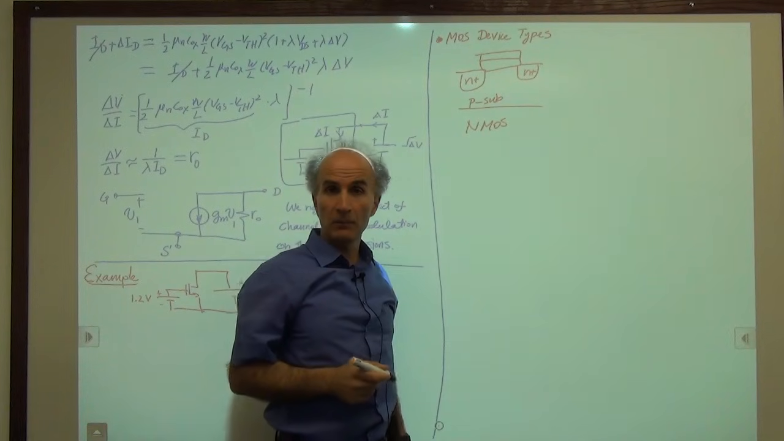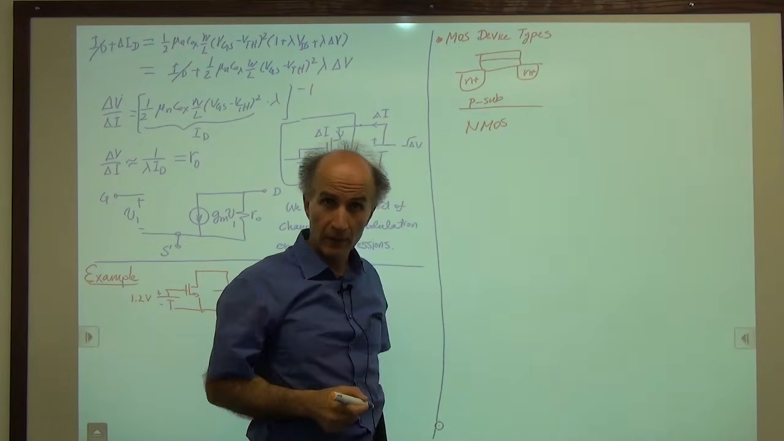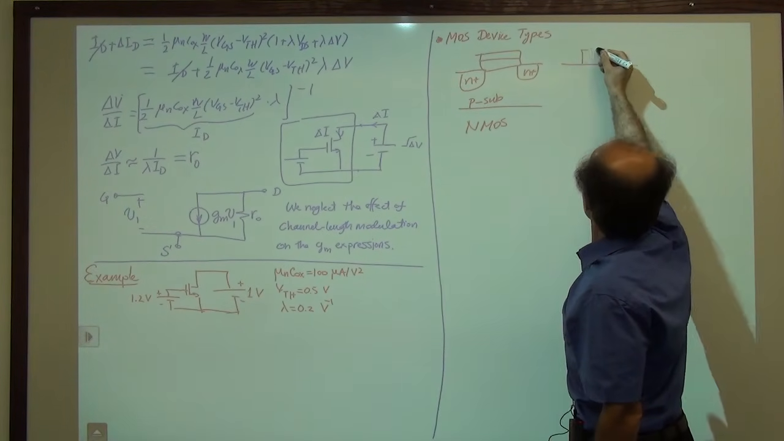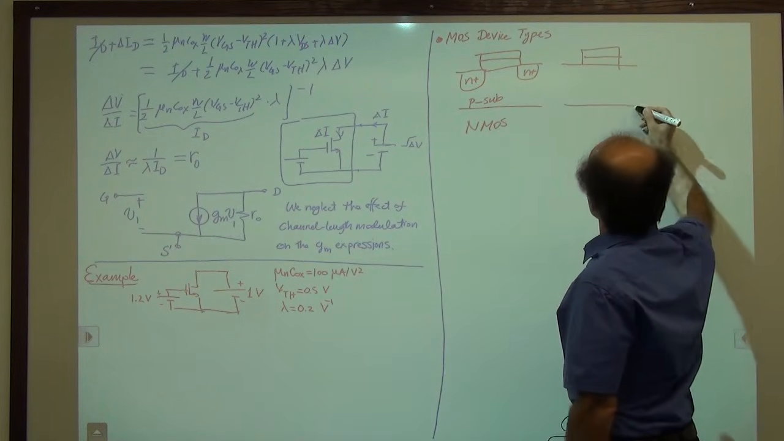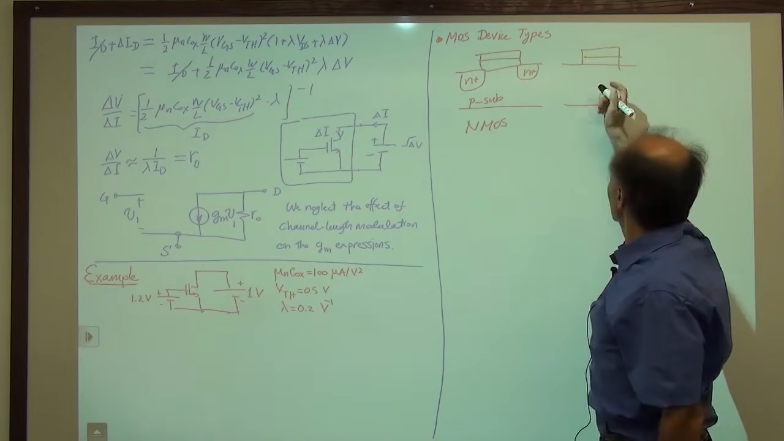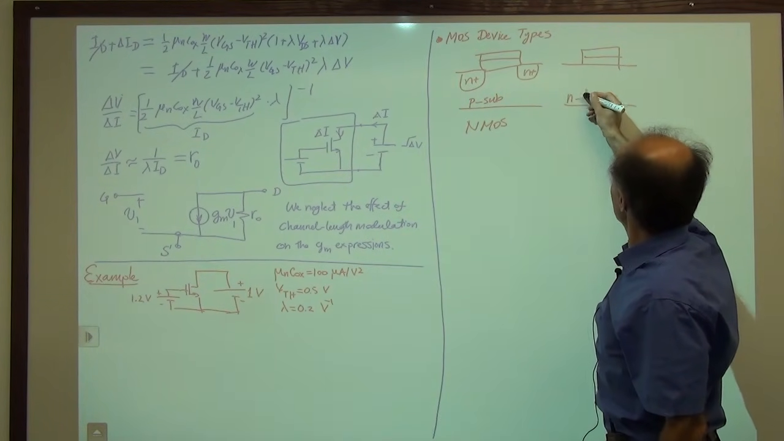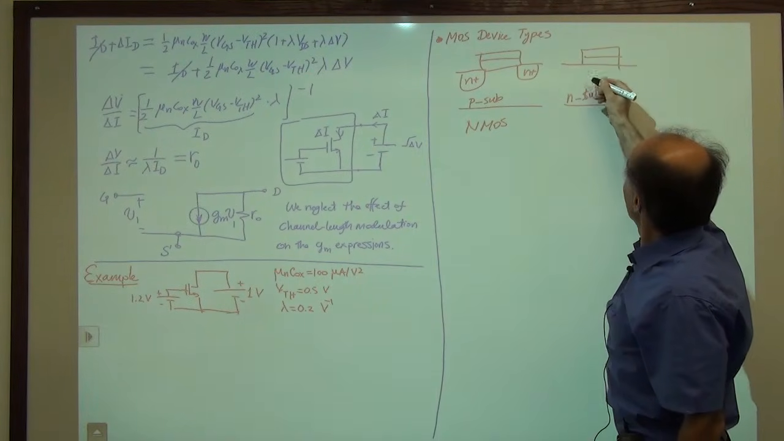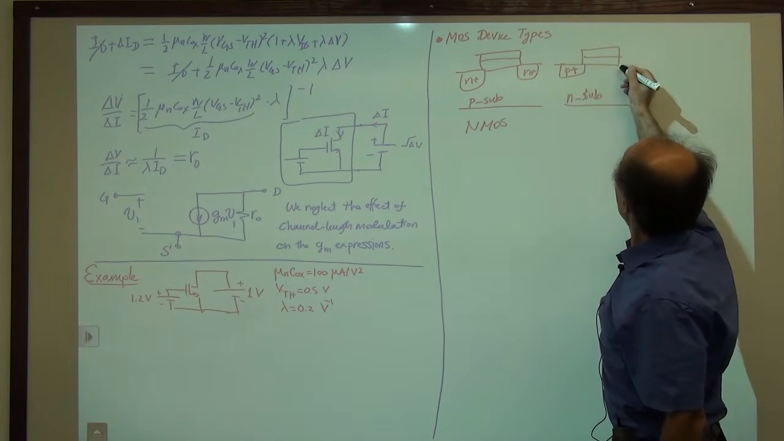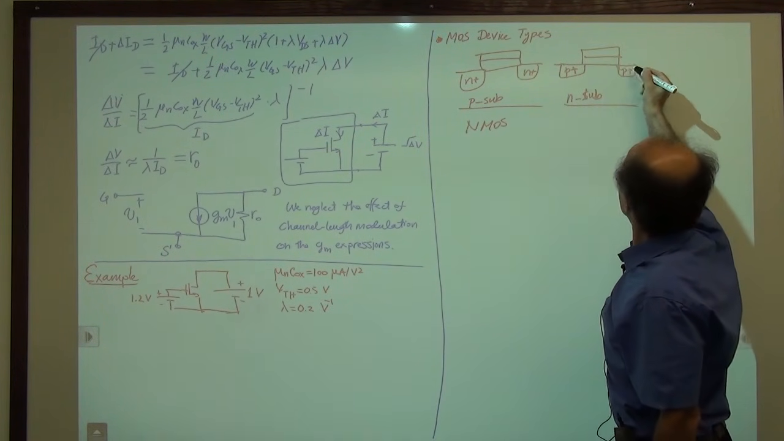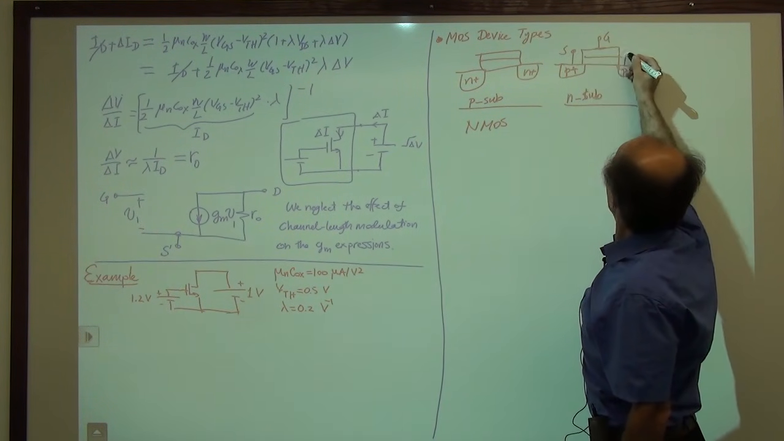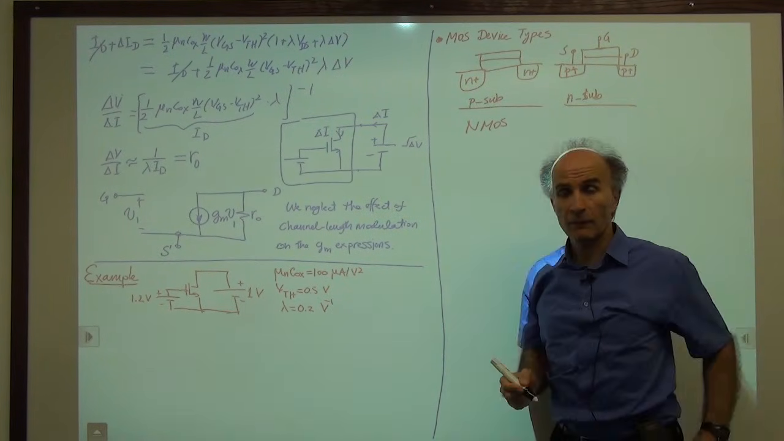So the question is, can we build a P-type device, a PMOS device? Well, yes. Why don't we just flip all of the signs and polarities and see what happens? So we start out with the second plate in an N-type material. So this is an N-type material, N substrate, if you will. And then we place a P+ region here, another P+ region here. So we still have a gate and a source and a drain, but everything is flipped.